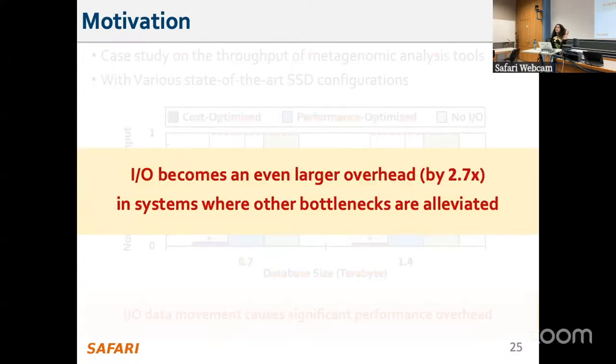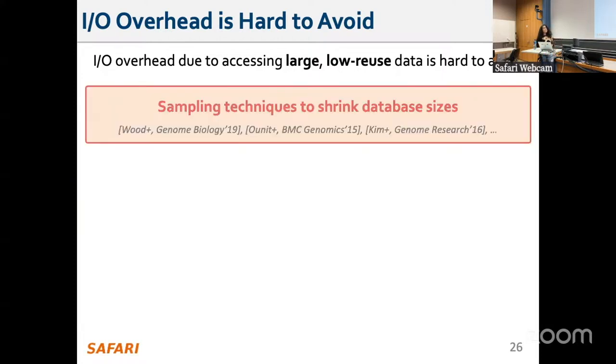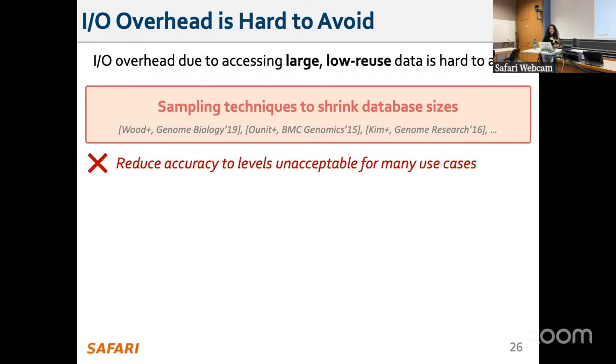We also further analyze in our work that IO becomes an even larger overhead in systems where other bottlenecks, such as computation and main memory, get alleviated, right? So this IO overhead, due to accessing large amounts of low-reuse data, is really hard to avoid. One might think it is possible to use sampling techniques to shrink the database sizes. Of course, there have been some works in this direction to make it more manageable to analyze these large databases. But these works reduce accuracy to levels that would be unacceptable to many accuracy-critical use cases.